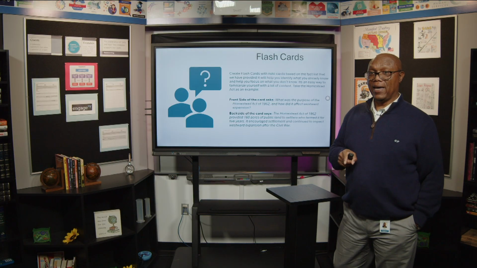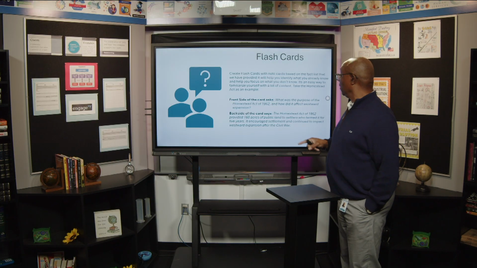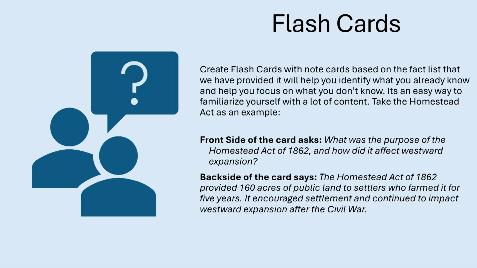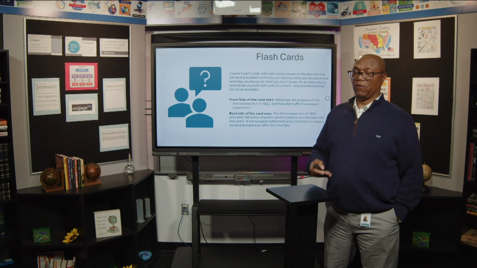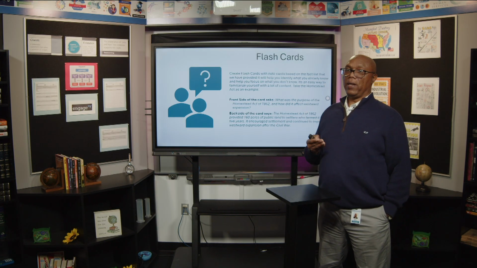And then on the back side of it, what you can do, of course, is write the answer, which says the Homestead Act of 1862 provided 160 acres of public land to settlers who farmed it for 5 years. It encouraged settlement and continued to impact westward expansion after the Civil War. So when you look at those flashcards, once again, it affords you an opportunity to gain a whole lot of knowledge about a whole lot of content in a short time.